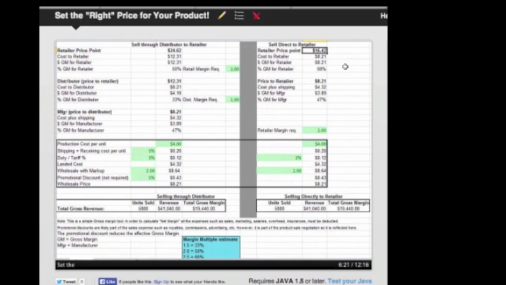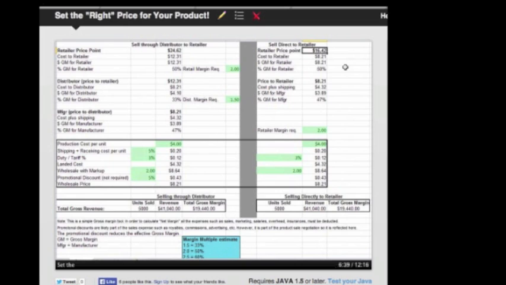The question you need to be asking yourself is, is this realistic? Will consumers pay $16.42 or $16.99, let's just say, round it up, for your particular item? So that's what you need to think about.